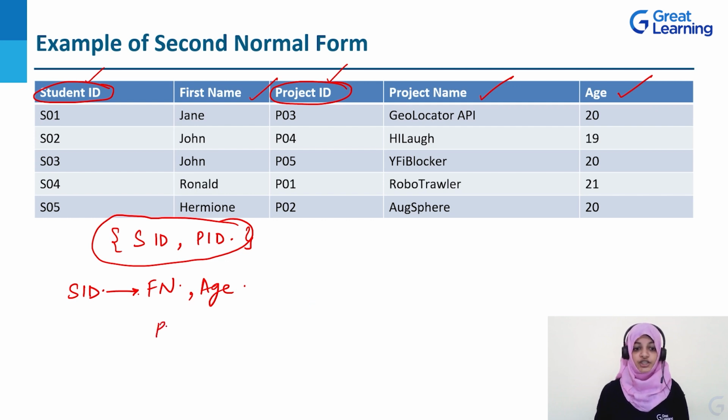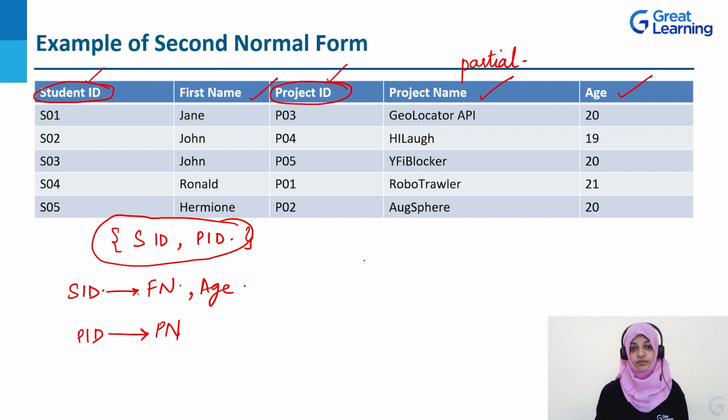Similarly, the project name attribute, which is a non-key attribute, can be fully defined by our project ID itself. Again, we can see that a subset of the super key can be used to uniquely identify a non-key attribute. Thus, this particular table is actually partially dependent.